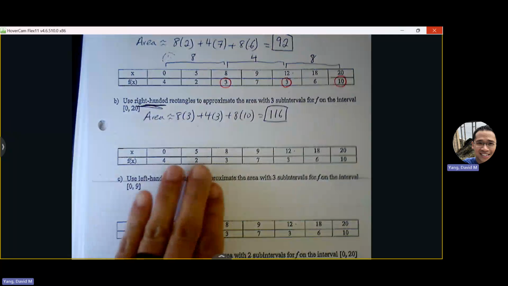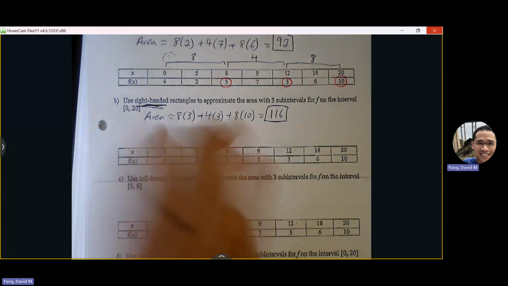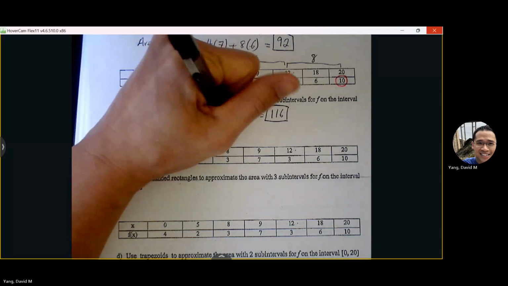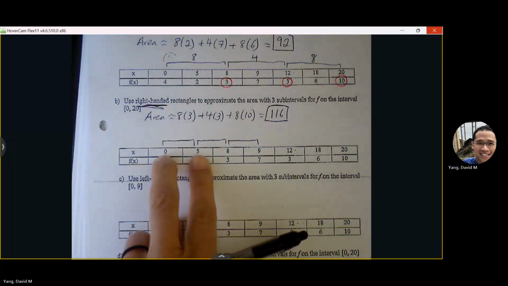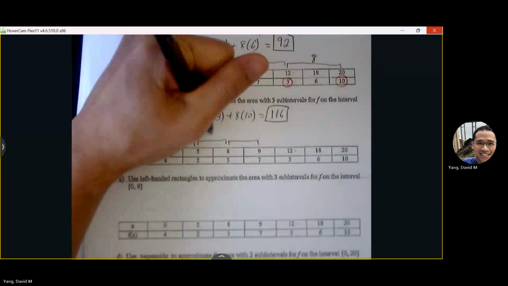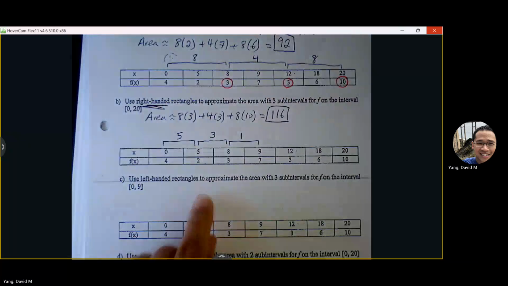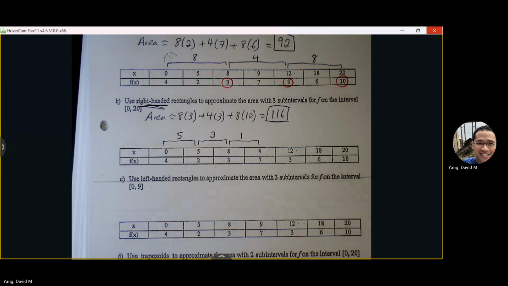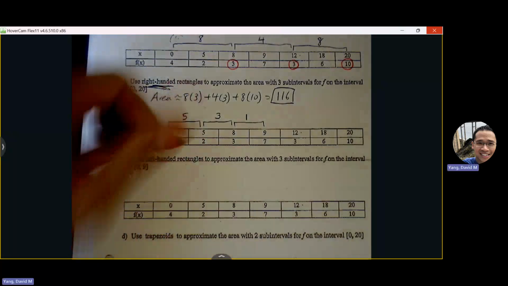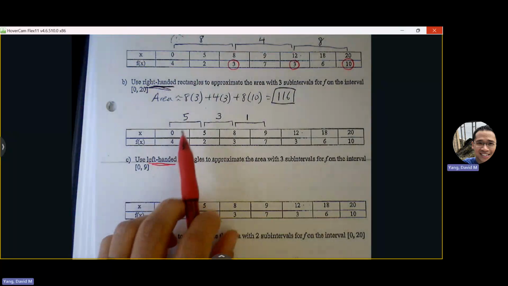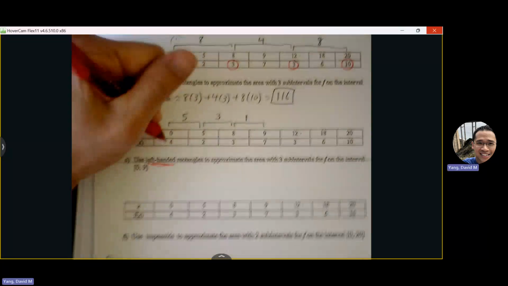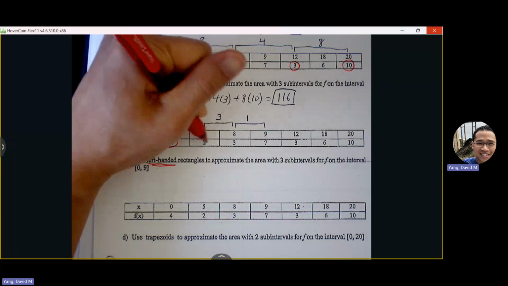So from 0 to 9, I'll go from 0 to 5, 5 to 8, and 8 to 9. So these are my subintervals now. 0 to 5, 5 to 8, 8 to 9. I'm still going to subtract the x values to get the width. It's a left-handed rectangle, so which height do I want to choose for my first subinterval? 4. Now, second subinterval will be 3 times 2.